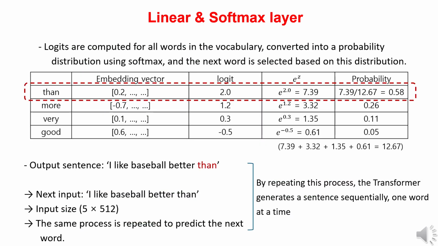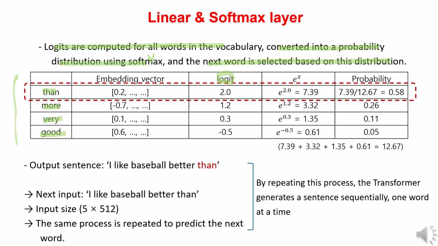Now, after computing the logits for all words in the vocabulary, we will look at a simple example of the process in which these logits are converted into a probability distribution through the softmax function, and the next word is selected based on those probabilities. For the purpose of explanation, we will use only 4 words as examples: than, more, very, and good. As the final output vector of the decoder, H better, passes through the linear layer, logit values are computed for each of these 4 words.